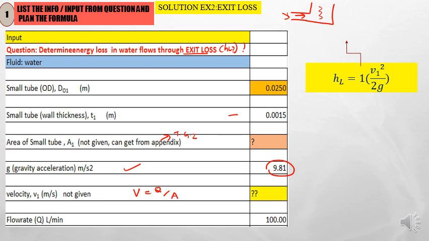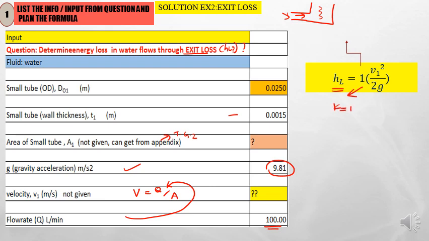And of course, the flow rate is given in this case, which is 100 liter per minute. So this Q, when you change the unit, you can substitute into this equation, and we can get the V here. So here is the formula to calculate the HL. Remember that for exit loss, the K is equal to 1.